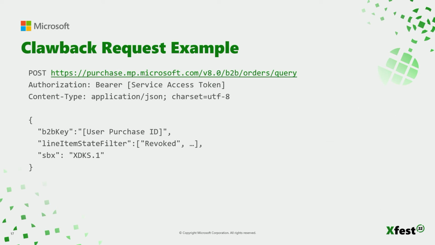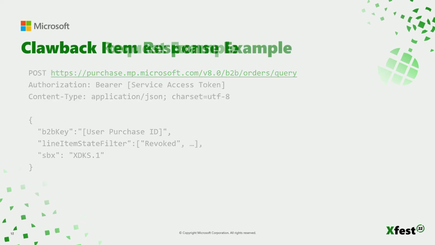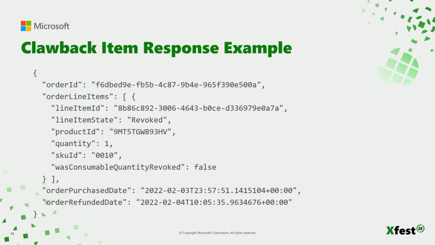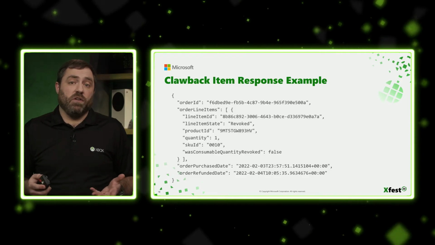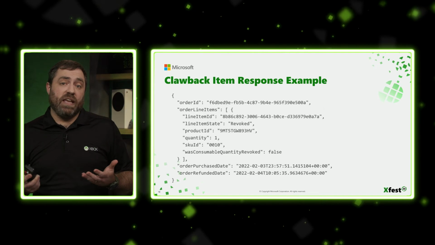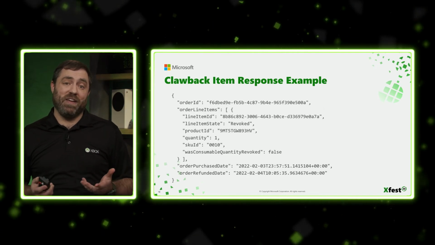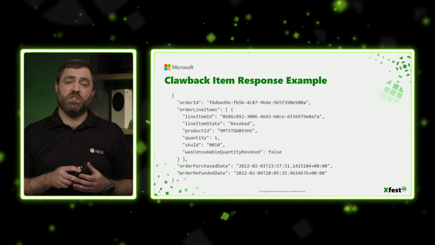When calling the clawback service, the user purchase ID is provided as the B2B key value in the request body, and you can specify which state of transaction you are looking for. Generally, you would only want to look for the revoked state. Here is an example of a revoked consumable returned by the clawback service. With these values, we can do a reconciliation against the information we cached previously from the consume transaction.